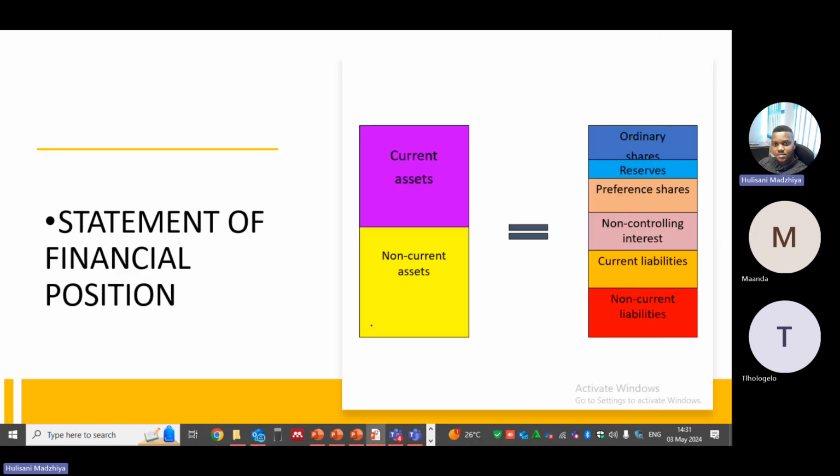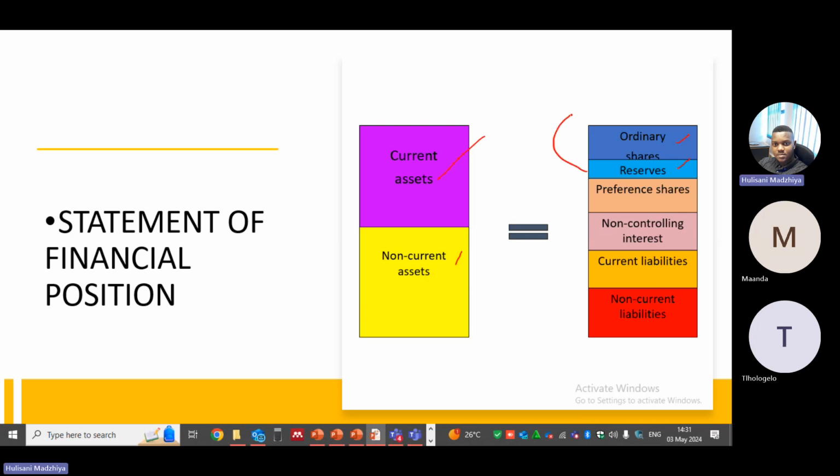So this now brings us to the format of the statement of financial position. The statement of financial position is made out of your current assets plus your non-current assets, which will all be equal to the following things: your ordinary shares, reserves, and so on. I'll just try and explain a bit about reserves.